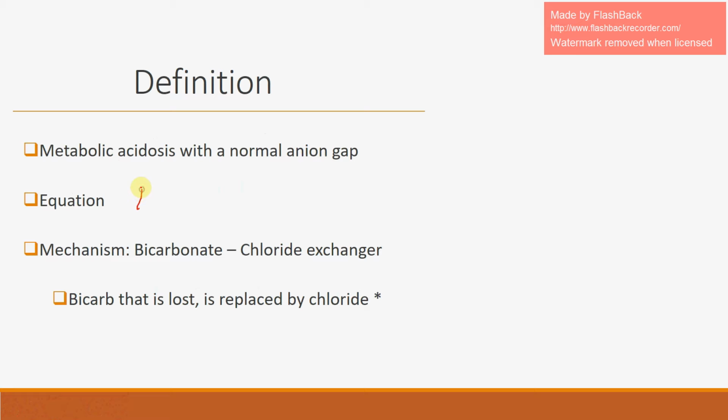Okay, so how do we calculate an anion gap? Let's talk about the basics first. An anion gap is essentially the sodium minus the chloride minus the bicarb. And the normal limit will be between 8 and 16 for the most part. That varies a little bit, but it's usually between 8 and 16. We call that a normal anion gap.